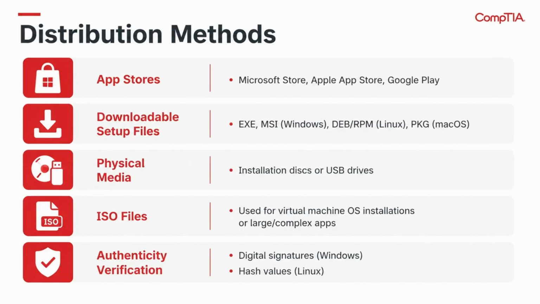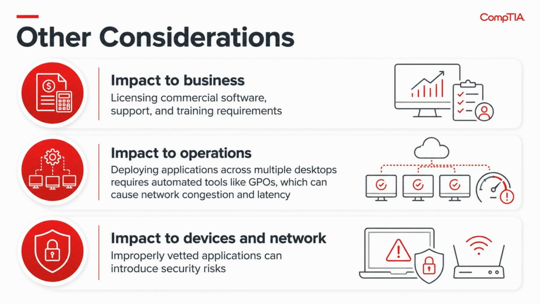Be prepared to compile software manually if necessary on Linux, and remember that 64-bit applications strictly require a 64-bit OS and CPU. For distribution, you will encounter various file types like EXEs or MSIs for Windows, and DEB or RPM packages for Linux. Always verify the authenticity of these files using digital signatures or hash values. Consider the broader impact of installations. This includes licensing and training costs for businesses, the potential for network congestion when deploying tools across many systems, and the risks of using improperly vetted software.